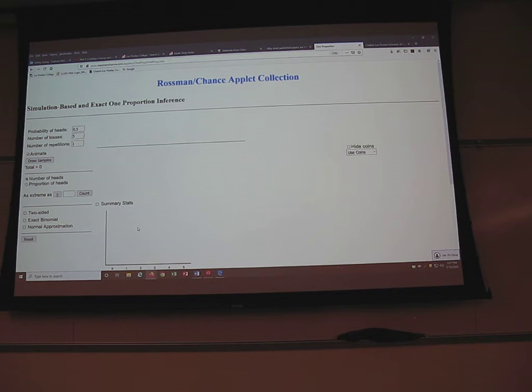All right, our probability of heads. What's probability of heads? We think it's 50%. Okay, we'll do an experiment and find out. Number of tosses, make that 100.